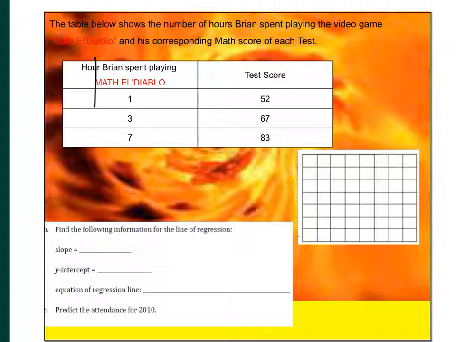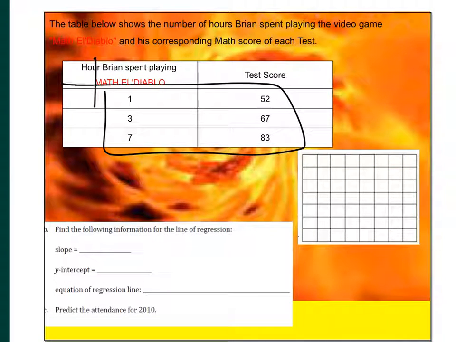so if you have a game called El Diablo, and this is how they play, so I'll go 1, 3, 5, 7. My scores range from 52 to 83. So I'll call this 50, 60, 70, 80. I'll count each one as 5. So at 1, I'm at 52. At 3, I'm at 67, which would be right up here. And at 7, I'm at 83.